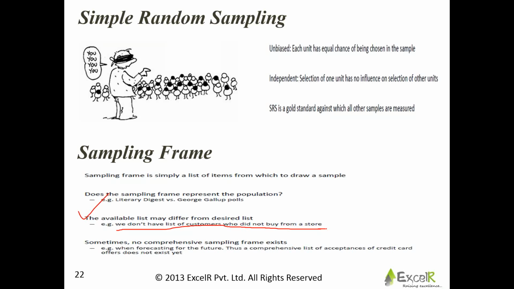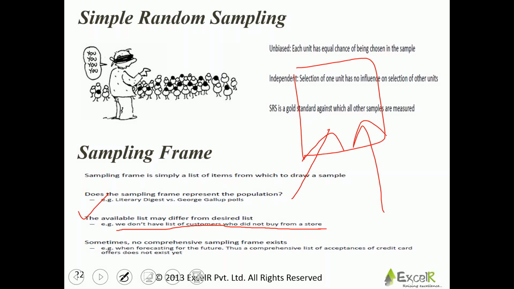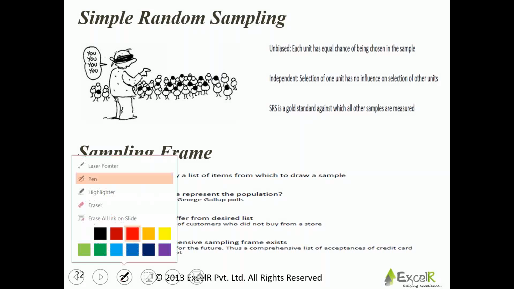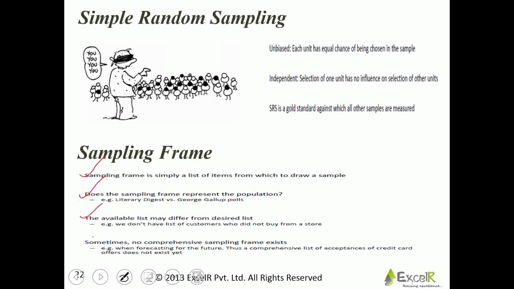How would you convert a customer who's not coming to your store to come and purchase at your store? This is most important, right? People who are coming to your store would probably continue coming. How do you increase your customer base? Only if the outside person who is going to a different store comes to your store. So this is a challenge when you do the sampling frame. Sometimes no comprehensive sampling frame exists. There might be a lot of parameters which one has to consider even before selecting a sampling frame. So these are all the key points about the sampling frame which one should be aware of.